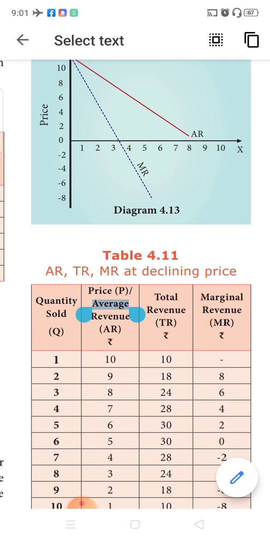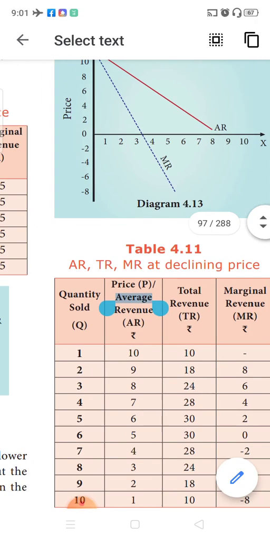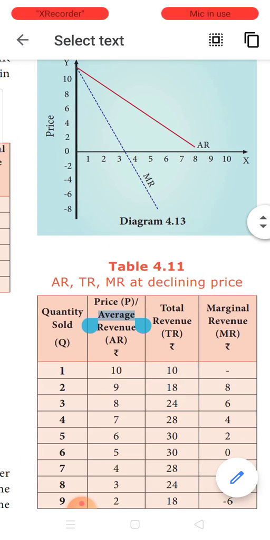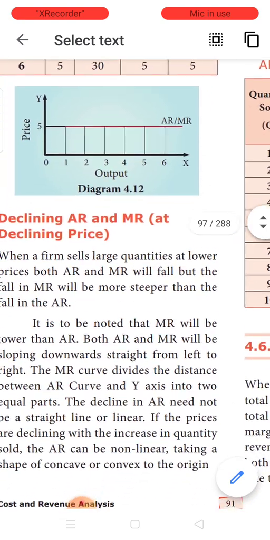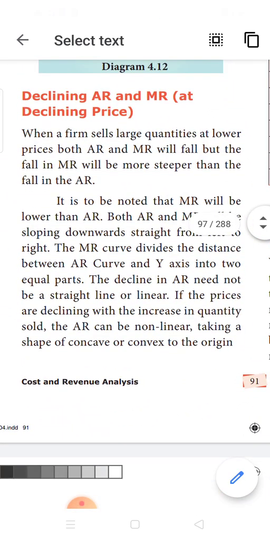Now you could observe the MR curve will exactly cut the AR curve, or else it will bisect the AR curve equally. So, it is an angle bisector of the AR curve. It cuts exactly between the y-axis and the AR curve. It bisects the angle. Now, let us look into the explanation.